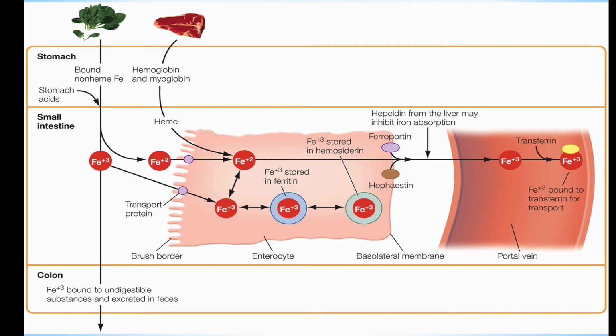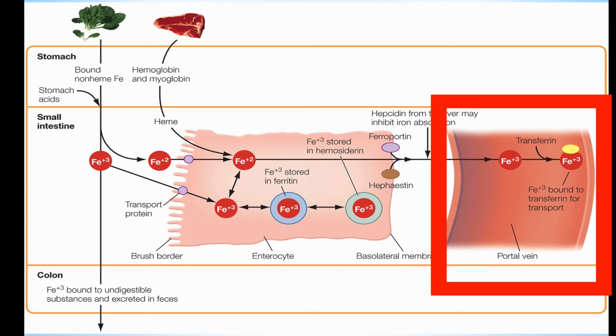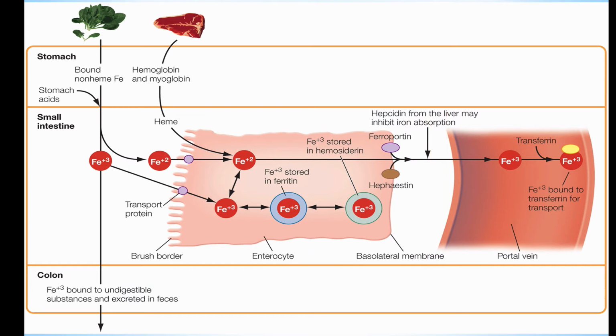The first rectangle on the slide at the top, outlined in orange, is representing the stomach. The second larger is representing the small intestine, and the third is representing the colon. Within the small intestine, we see the enterocyte, which is a pale colored cell, and we see the portal vein, which is to the right and darker. So let's start at the top with non-heme iron.